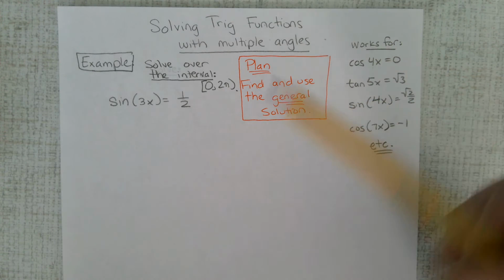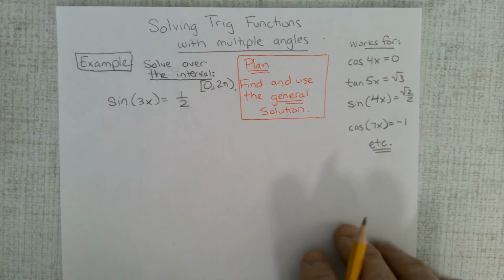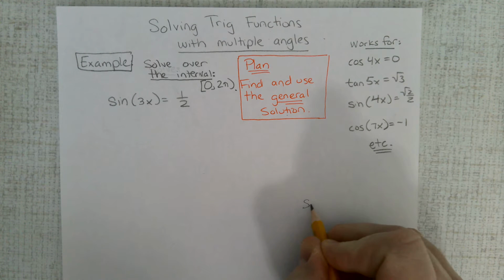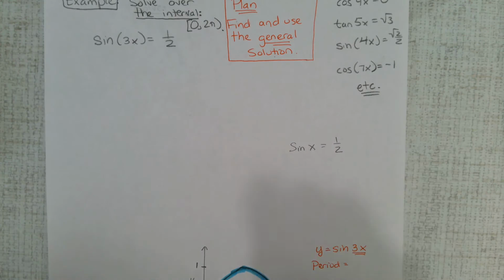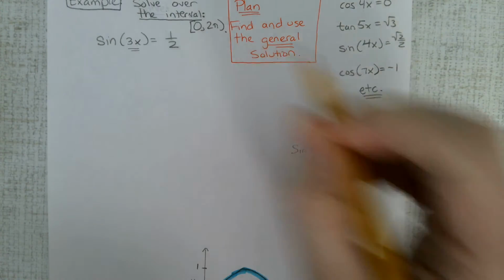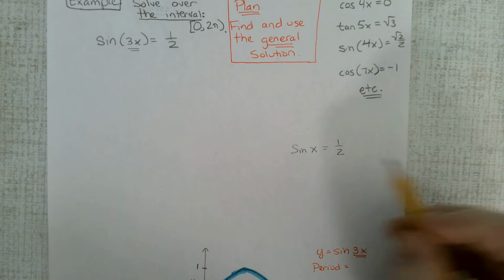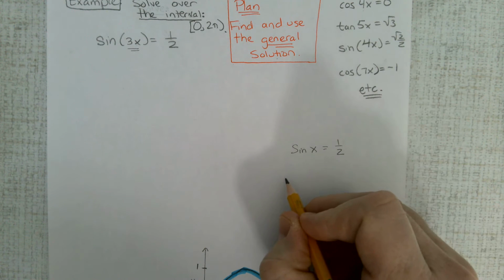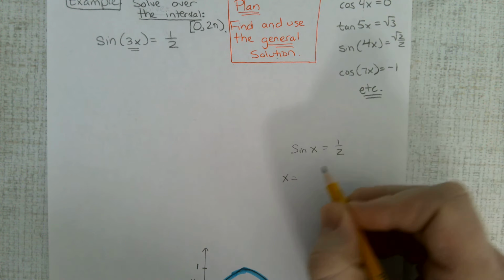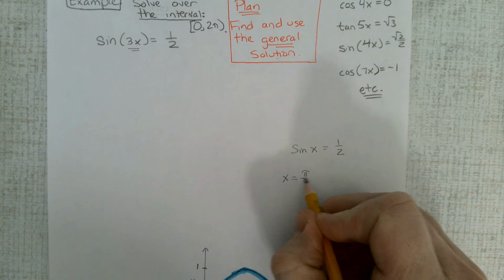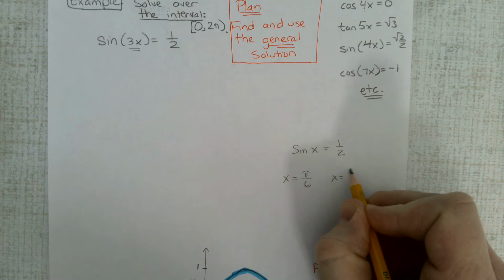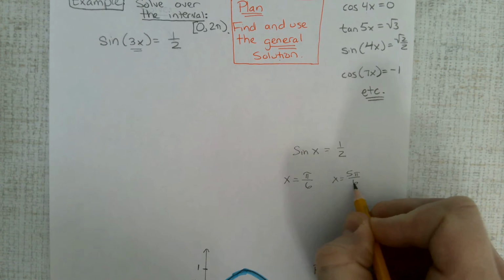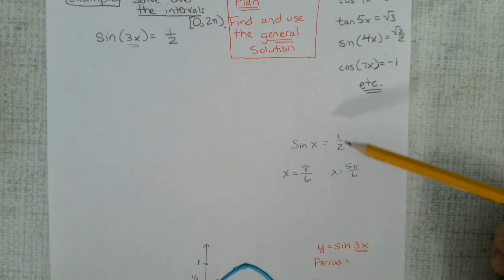So here we go. What we do is we simply pretend it is a sine x equals 1/2 problem. We just ignore the 3 for the time being and then we solve this. And when does sine x equal 1/2? Let's see here. Where is that? That's x equals pi over 6, and x equals 5 pi over 6. So those are our two solutions.